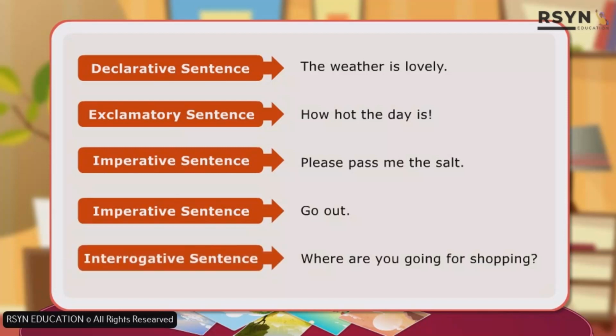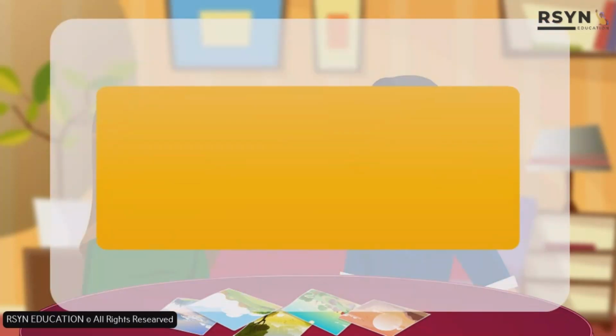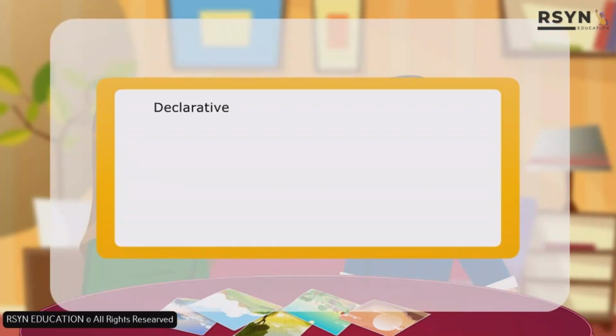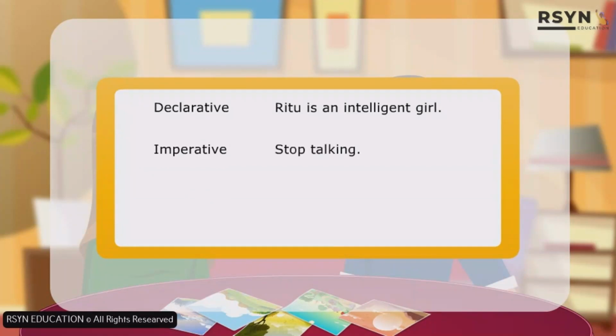Here are few more examples of four kinds of sentences. Declarative. Ritu is an intelligent girl. Imperative. Stop talking. Interrogative. How will you go home? Exclamatory. What a wonderful surprise!